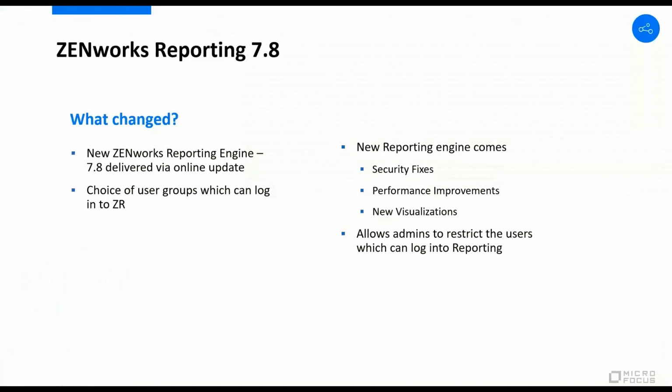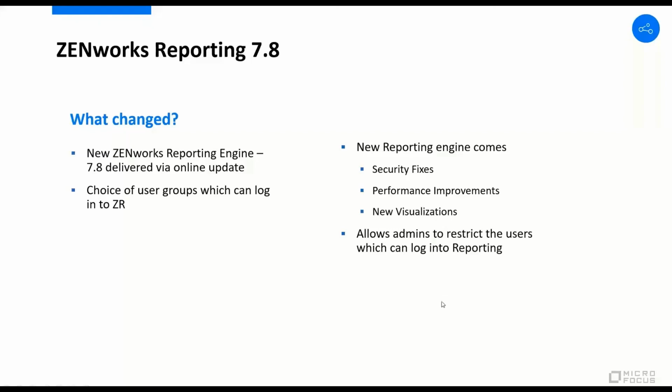So we have a new ZENworks Reporting 7.8 engine, which we have released. The key thing to note is that this is not in the form of a new appliance, but is available as part of an online update. This update is already available. So if you go back onto your appliance and search for updates, you would see this new engine update available as a patch there.